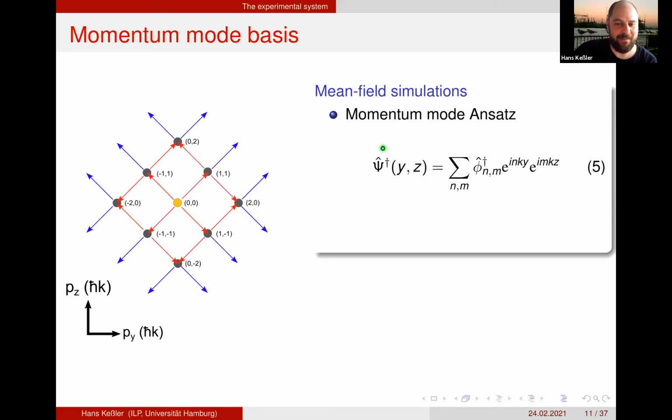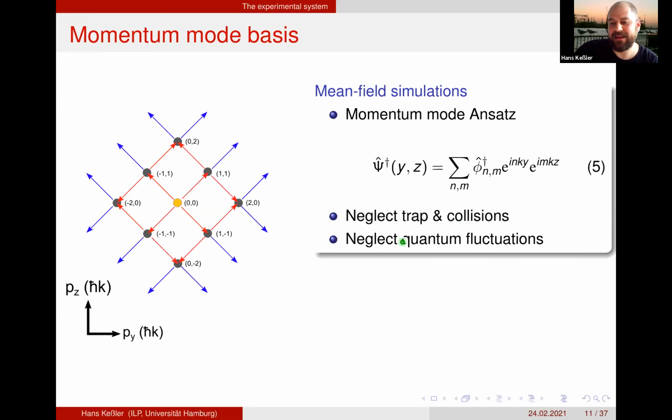That means our matter wave field we expand in plane waves in momentum space. We found that we get quite good qualitative agreement if we neglect the trapping potential and collisions, and we also neglect the quantum fluctuations of the matter wave and the cavity field. These simple mean field simulations we can even do by ourselves, because we are just experimentalists, and they help us to understand most of our experiment at least qualitatively.